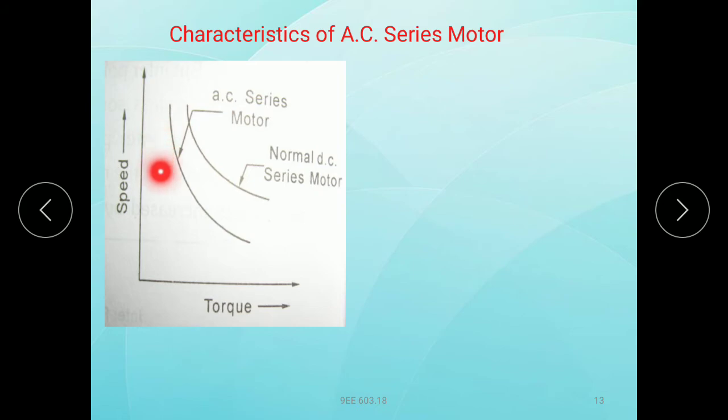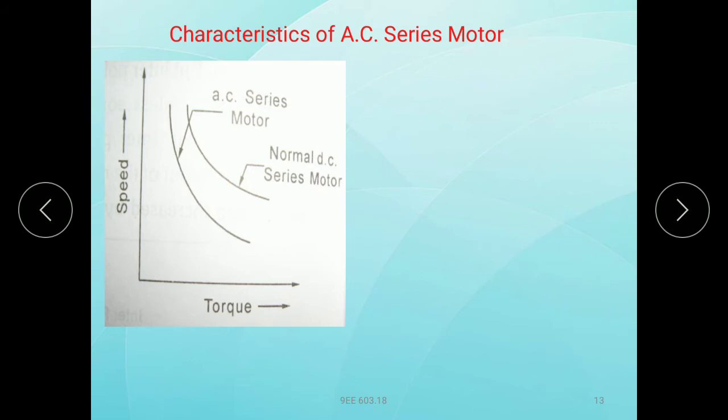So here at the starting period the torque is somewhat here, see here the torque is so much, and the speed is here. This is the speed at this point, and this one is the torque at this point at the starting. Then here for AC series motor, the speed versus torque characteristics.